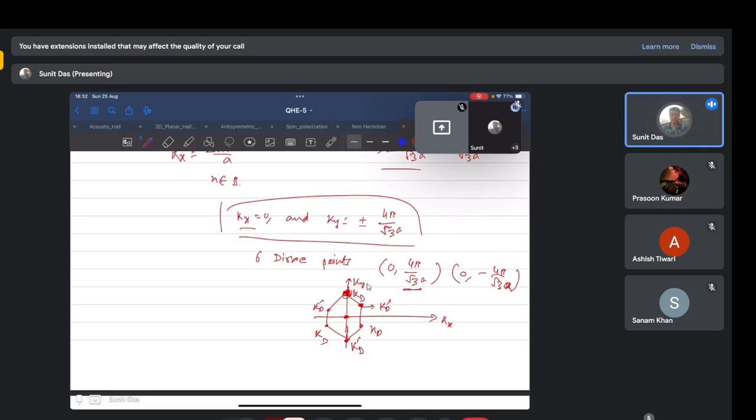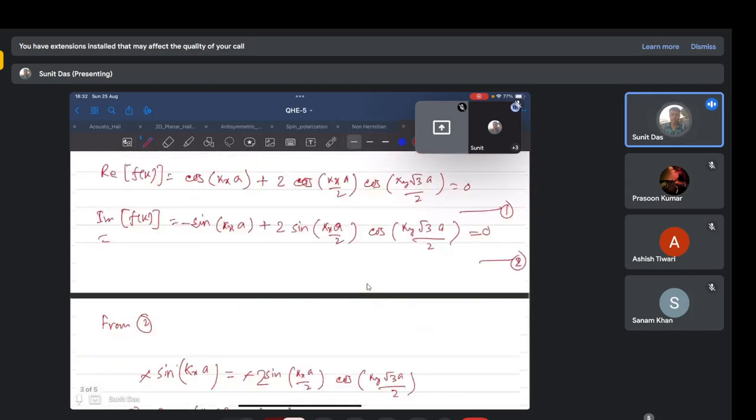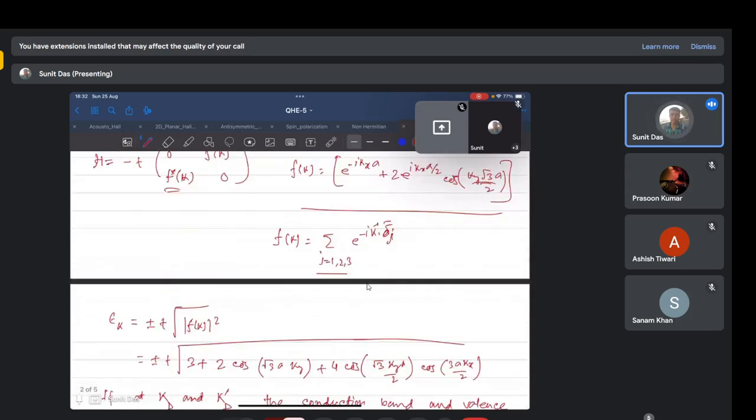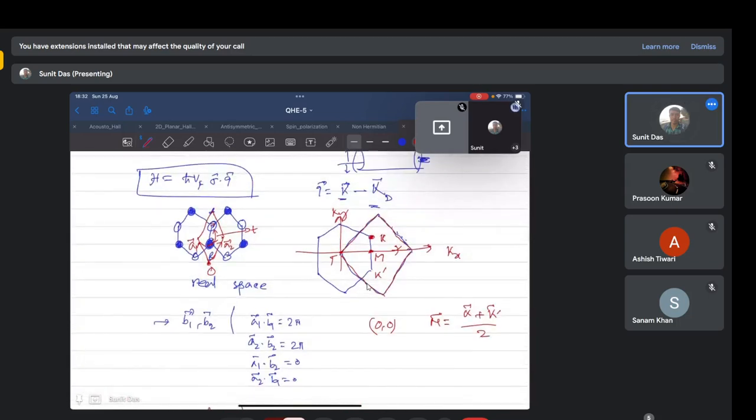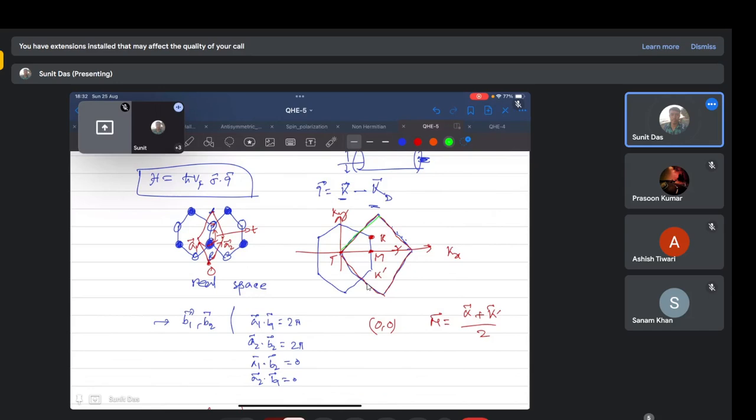Now one question comes up: if there are 6 Dirac points, then why do we only talk about 2 Dirac points, right? That's because this is a hexagonal Brillouin zone, but if we observe the rhombohedral Brillouin zone, the Brillouin zone which looks like a rhombus, this one, then you see that only 2 Dirac points are covered, and this is actually the Brillouin zone.